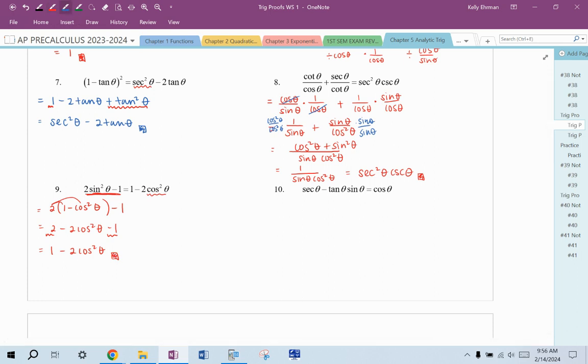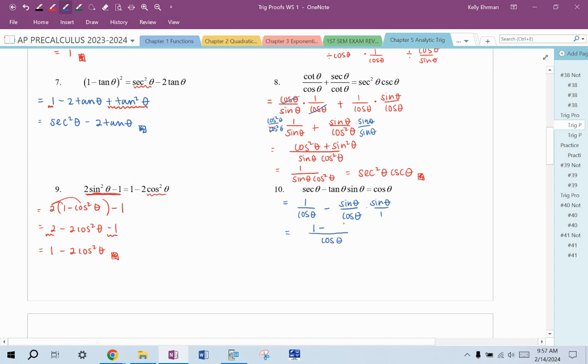Okay, last one for tonight's homework. I definitely say the left side is the most complicated. Let's change to sines and cosines to see what we're working with. So secant is 1 over cosine theta. Tangent is sine over cosine. Times sine is just like times sine over 1 if you want to show yourself that. So these two fractions already have a common denominator. It's cosine theta. So all we have to do is put the numerators together.